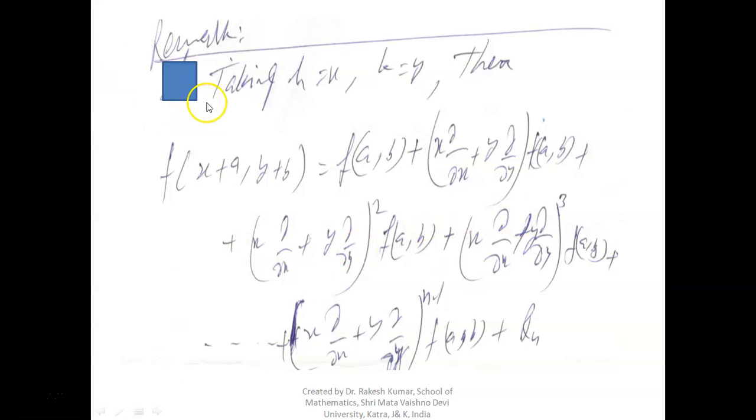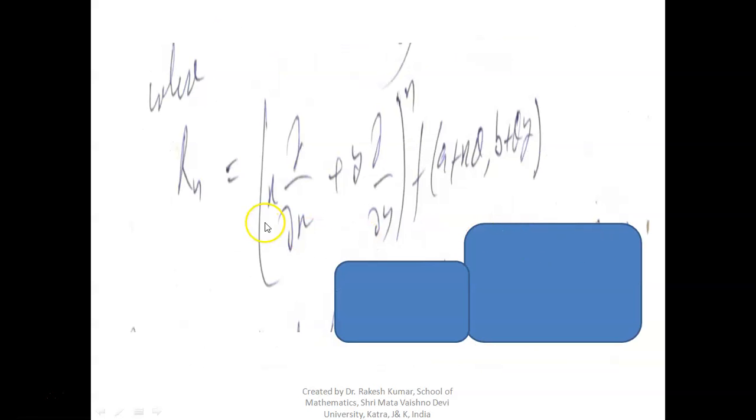Okay, what are the remarks? In the previous expansion, if we put h is equal to x and k equal to y, then I get this, x plus a and y plus b, and the previous expansion becomes like this, just a replacement of variables, where Rn is this.